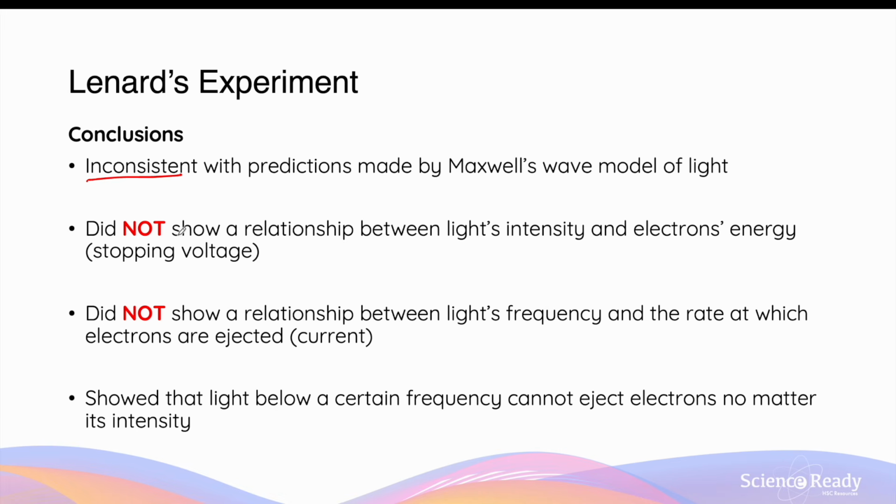Firstly, it did not show a relationship between light intensity and the electron's kinetic energy, which was measured by the stopping voltage. Second, it did not show a relationship between the light's frequency and the rate at which the electrons were ejected from the metal, and this was measured by the magnitude of current. And lastly, as we just discussed, Lenard also showed that light below a certain frequency could not eject electrons no matter the intensity of light.